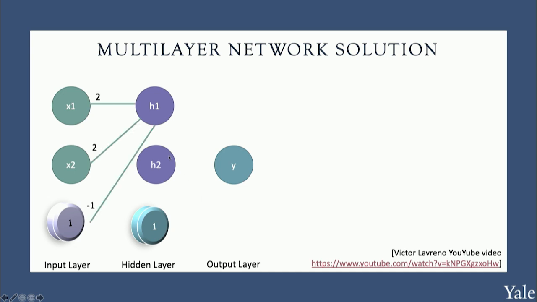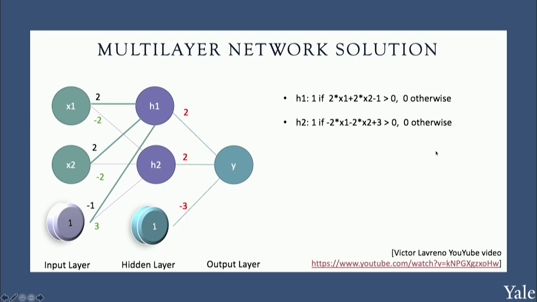Let's first focus on each one. Here we have the weights, 2 for x1, 2 for x2, negative 1 for 1. And we can write out the function for h1 as shown on the right here. Similarly, here are the weights for h2. And we can write out the expression for h2 as shown here. And finally, for node y, this connects to the hidden layer with the weights shown here, and we can write the expression for y as shown on the right.